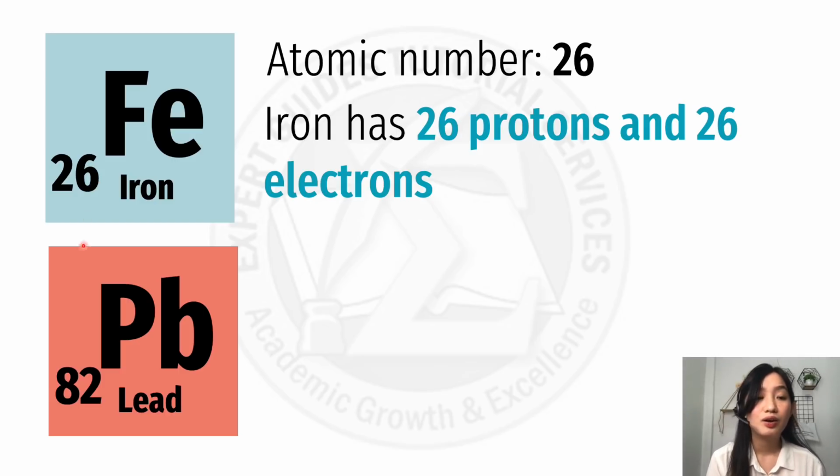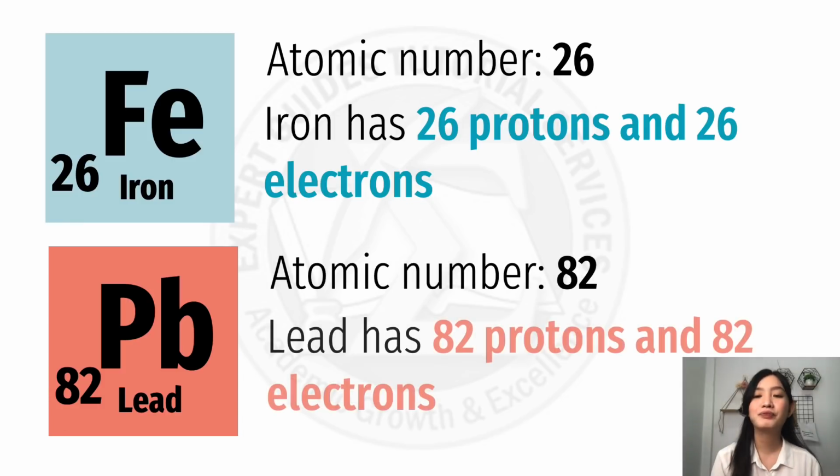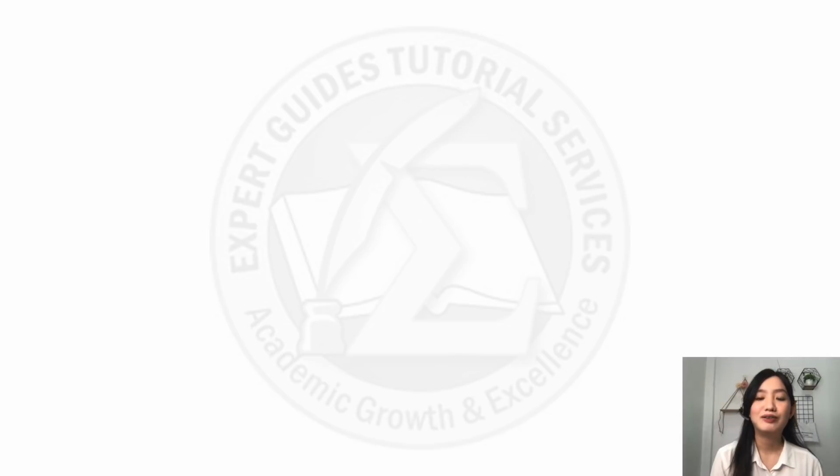Whereas lead, having atomic number 82, okay? Lead has 82 protons and 82 electrons. Very easy. Very good. You are catching up. Now, let's proceed to the mass of an atom.